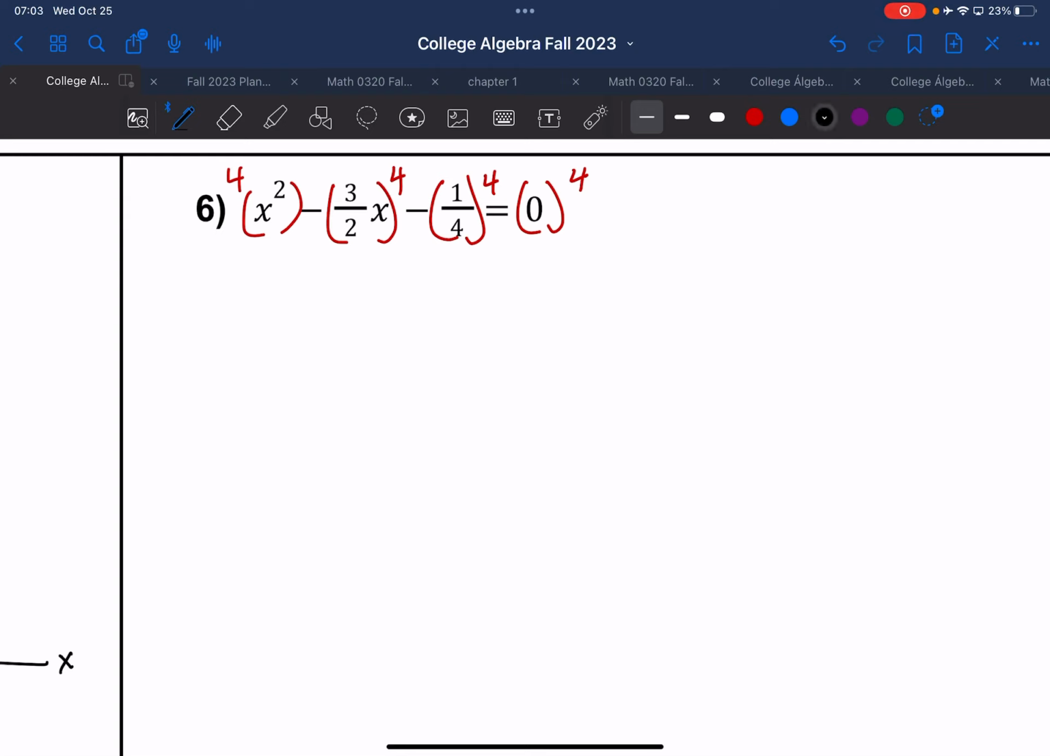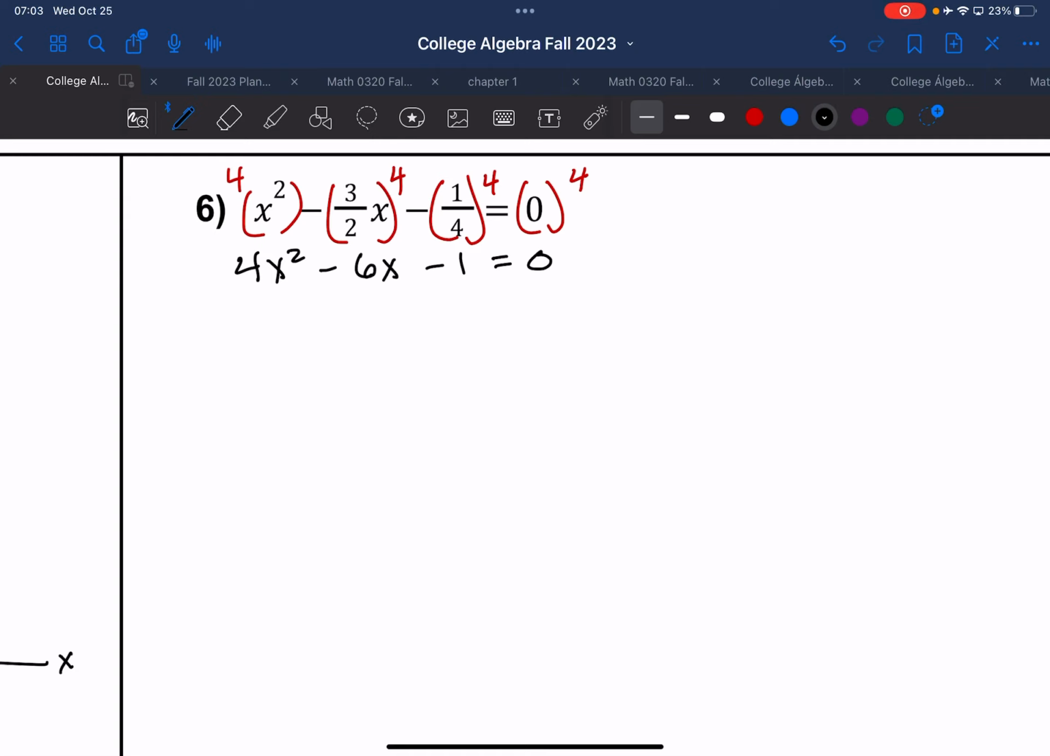So 4 times x squared gives me 4x squared. You could do this one or two ways. You could type in your calculator -3/2 times 4. Or you could do -3 times 4, which is 12. 12 divided by 2 is 6. So we're going to have a -6x. So you could choose to do that in your head or type that into your calculator. Same with the next part, 1/4 times 4. If you type that in your calculator, you're going to get 1. Or you could do 1 times 4 divided by 4, which is 1. So -1 equals 0.